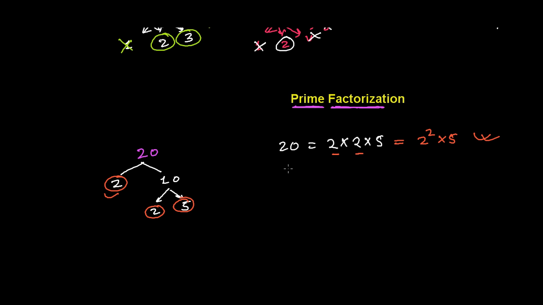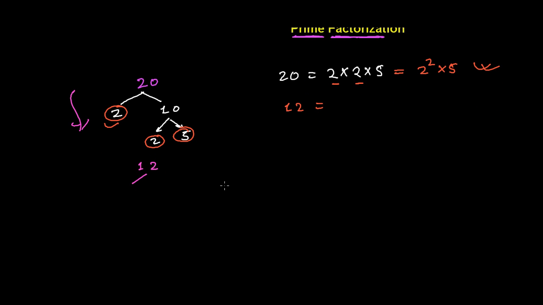Similarly, I'm going to do the prime factorization of, suppose, 12. Similarly, I will do as I did here. First I will choose a small prime factor of 12, which should be a prime number. The smallest prime factor of 12 is 2, and 2 times 6 is 12.